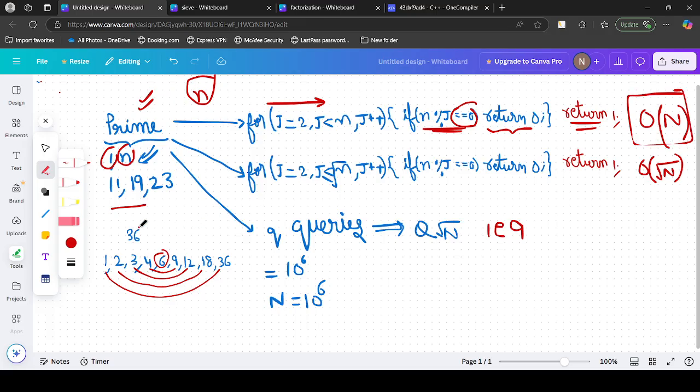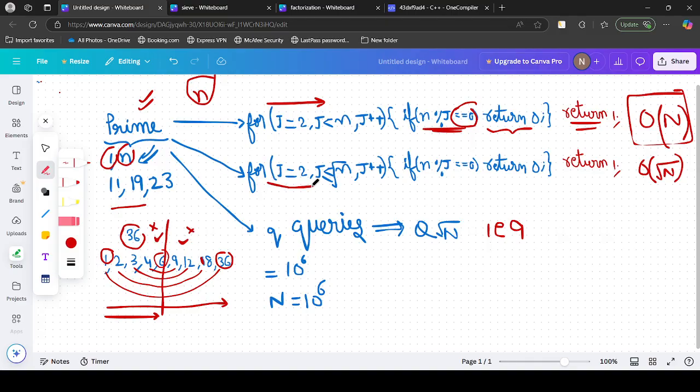If I try to find the factors of 36, they are 1, 2, 3, 4, 6, 9, 12, 18 and 36. If we observe one thing, for every number less than the square root, 36 divided by that number gives another divisor greater than 6. So there is no need to traverse all the numbers. We can just traverse root n, and if we did not find any factor in this range, surely there will be no other factor beyond it, because for every number here there exists a partner there as well.